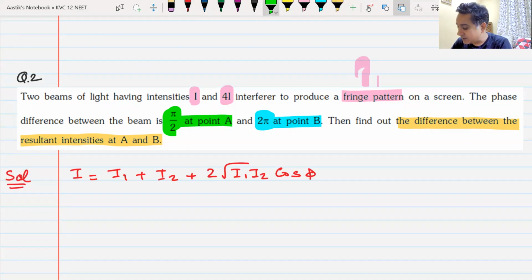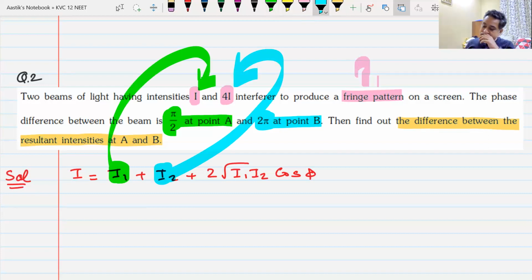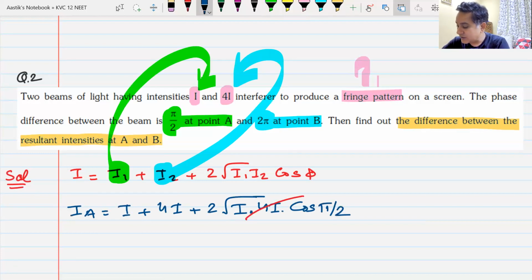I1 is given as I, yes or no? Yes, sir. And my I2 is given as 4I. That's it, I have put the values. Let us find it for I at point A. So I put I plus 4I plus 2 times root over I multiplied by 4I multiplied by cos of phi. Phi at point A is pi by 2. Cos pi by 2 you all know is 0. So your answer for this case is simply 5I.